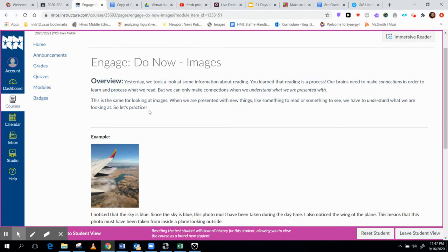So yesterday on Monday, we learned about how reading is a process and that our brains need to make connections to learn and process what we read. That is how we understand what we have read. We have to process it and make connections. We do the same thing with pictures naturally.